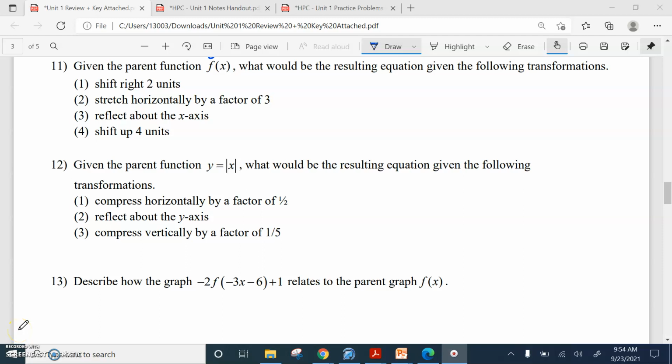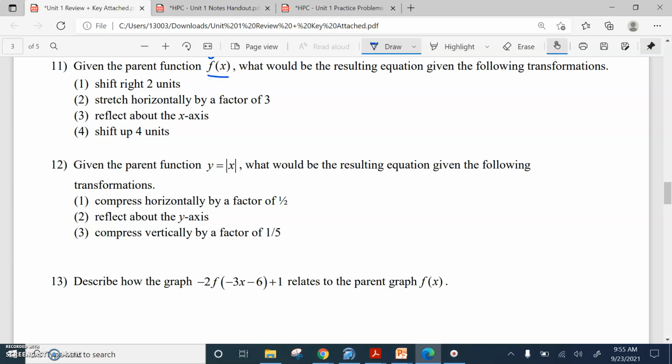Okay, as we move our way through this Unit 1 review packet, questions 11, 12 are similar to 9, 10, but they're also kind of the opposite, where now we're being given the descriptions, we have to write the equation. So, again, how I described or suggested you approach these is to write them out step by step. So, for example, we start with just f of x.